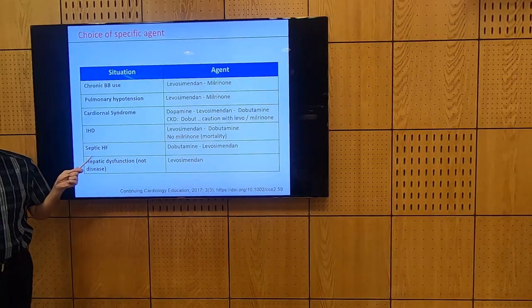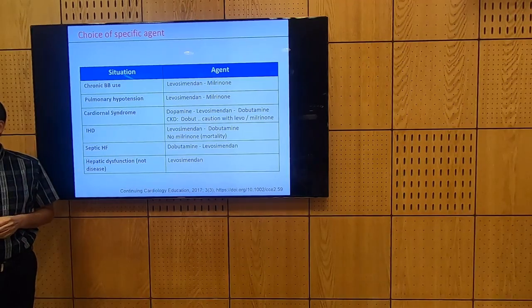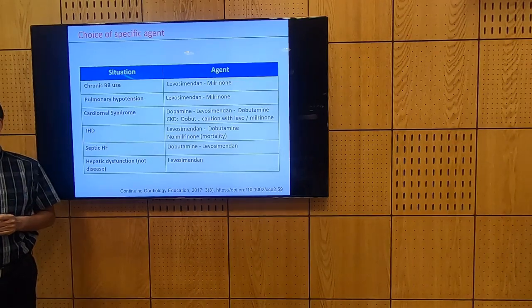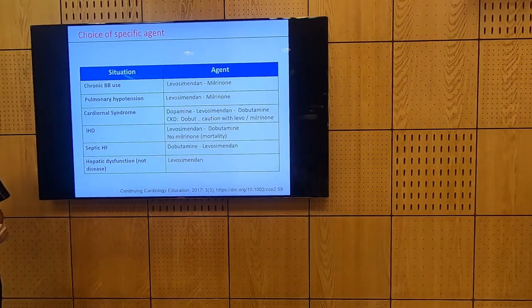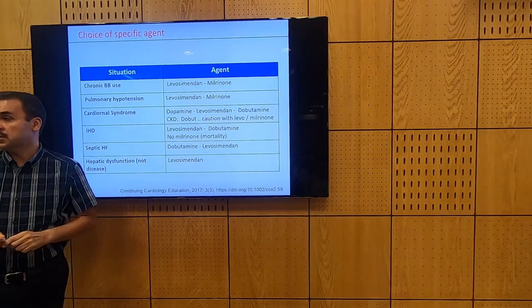What is septic heart failure? In patients with sepsis, we have depressed myocardial function, a form of transient acute myopathy called septic cardiomyopathy. In those patients, the drug of choice is dobutamine and also levosimendan.